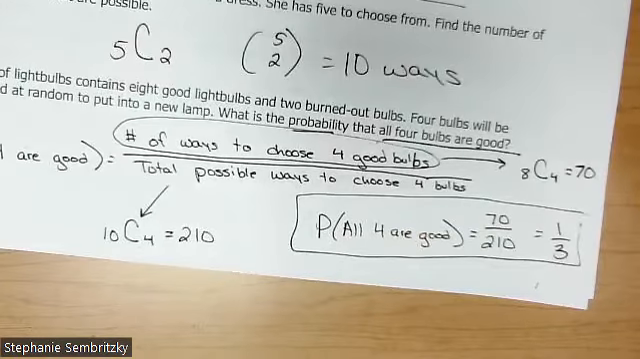So this last one kind of brought it all together, where we'd use these combinations and permutations to figure out all the different ways we could arrange things to be used in a probability. That is it.